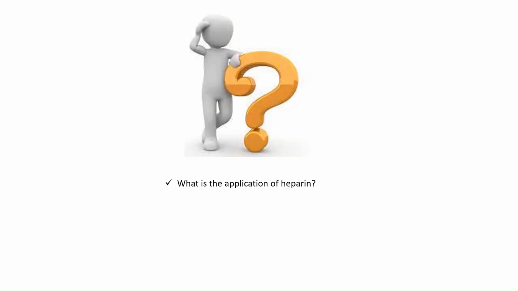Now, one question from my end for you all. You have to tell me what is the application of heparin. Just now, we learned that heparin is found in our body. It is released by mast cells and functions as an anticoagulant. It's a natural anticoagulant. That means because of its release, our blood does not clot. So now you have to tell me where we can use heparin as a clinical application. Do let me know in the comment section.